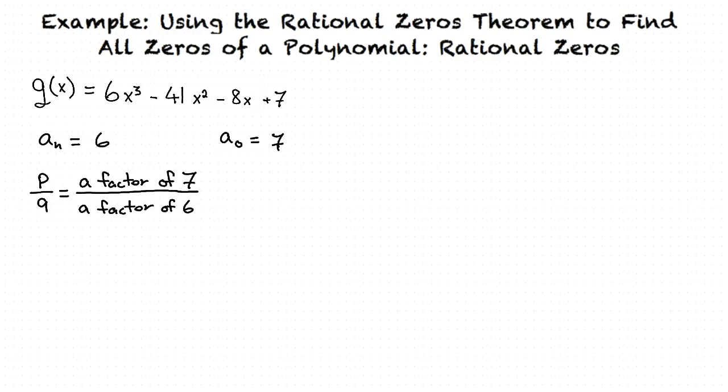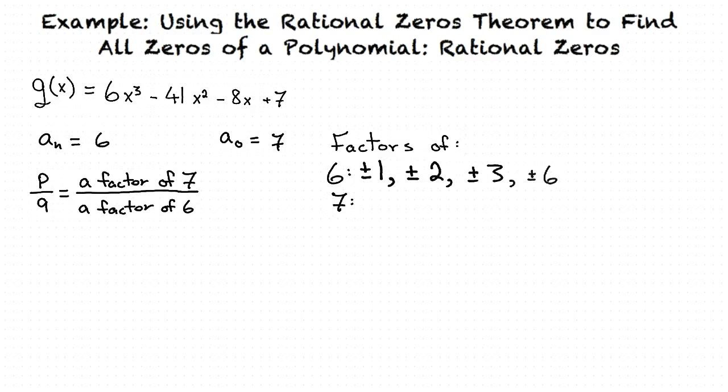So our next step is to find the factors of 6 and 7. Our factors of 6 are plus minus 1, plus minus 2, plus minus 3, and plus minus 6. Our factors of 7 are plus minus 1 and plus minus 7. So the possible values for p over q are listed below.